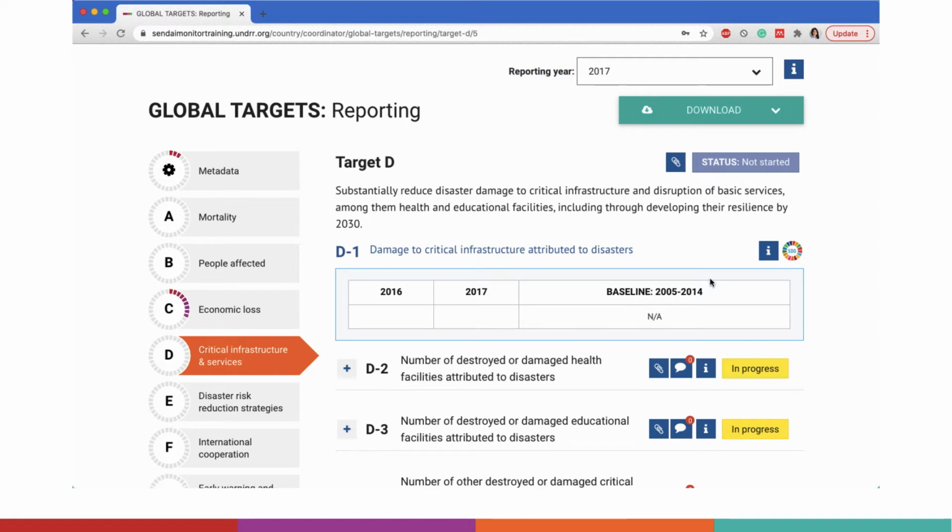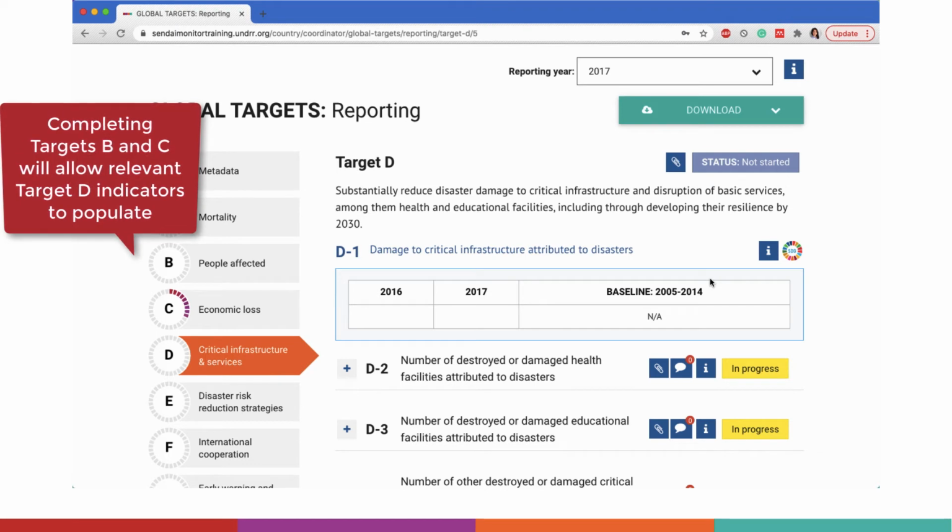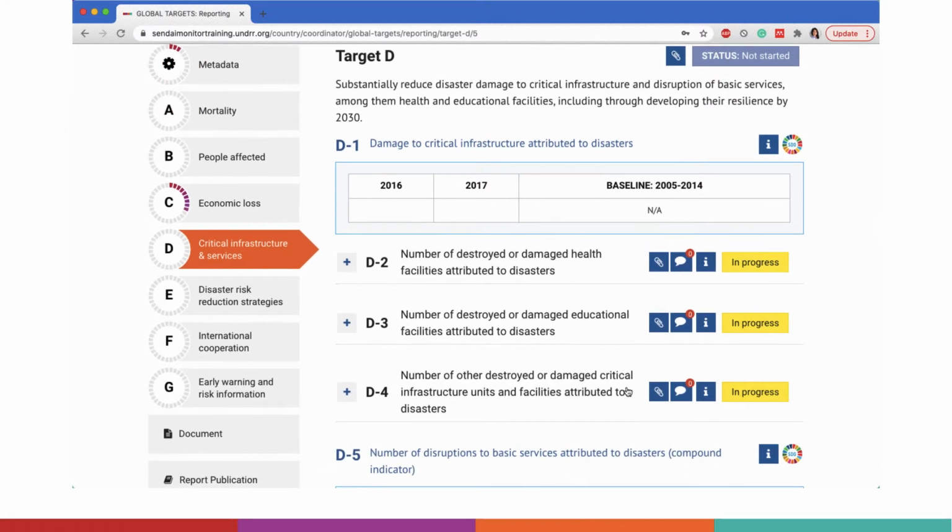Most of the data required for indicators of Target D is collected under Targets B and C, thereby avoiding additional reporting burden. By completing Targets B and C, the system will automatically fill in data for relevant indicators of Target D. Indicator D1 is a compound of indicators D2 to D4, which means that data does not need to be entered for D1. If you have entered data for indicators D2, D3, and D4, the system will calculate the value for indicator D1.